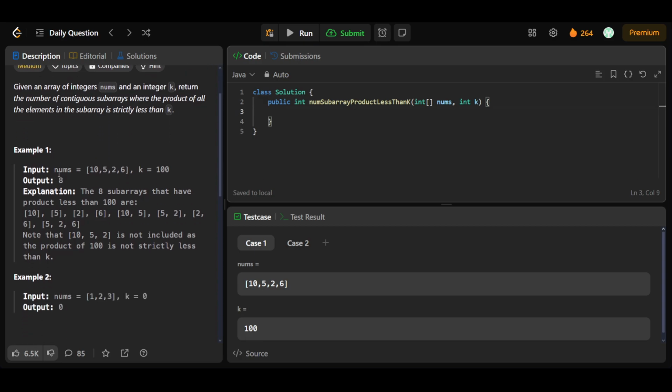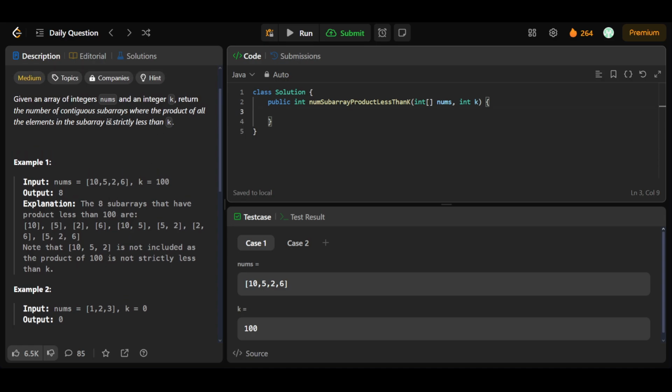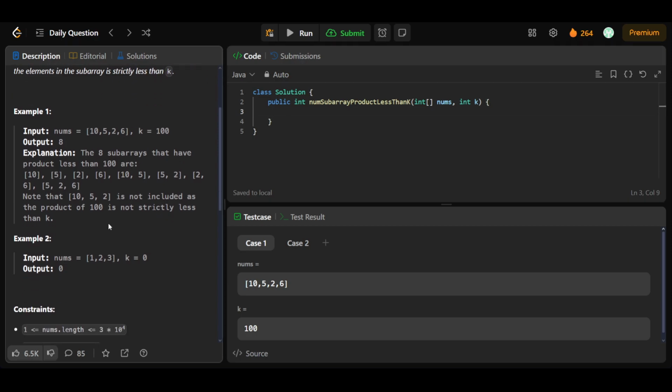Okay, so for example, we are given nums equal to 10, 5, 2 and 6, and we are given k as 100. So there are 8 possible subarrays that have product less than 100. Just consider that the product should be less than k, not even less than or equal to. For example, 10, 5, 5, 2, 2, 6, and 5, 2, 6 are all the possible subarrays which have the product less than k.